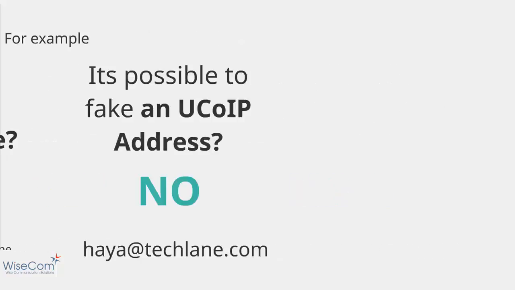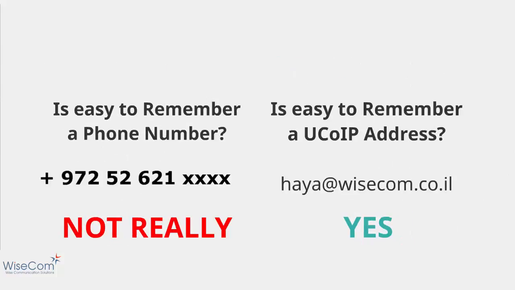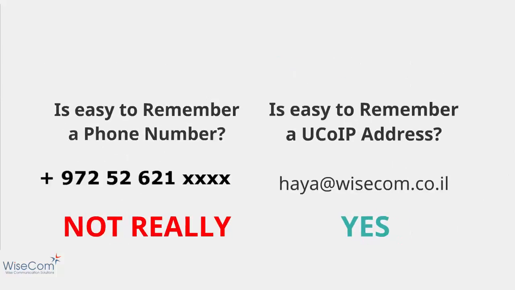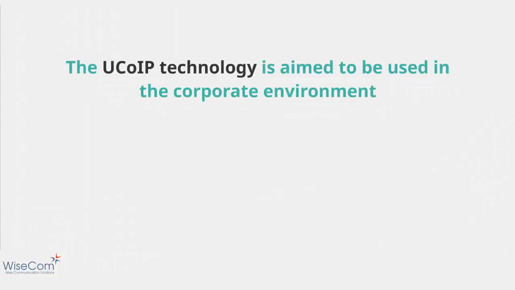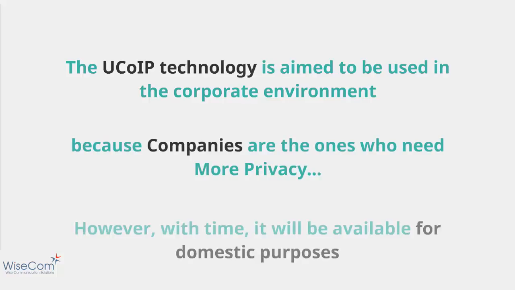When calling a number, it is impossible to know its origin, unless you have associated it to a name before. With the UcoIP address you always know the organization and possibly the name of the person. It's difficult to memorize a number, but it's easier to remember a UcoIP address. The UcoIP technology is aimed to be used in the corporate environment because companies are the ones who need more privacy. However, with time, it will be available for domestic purposes.